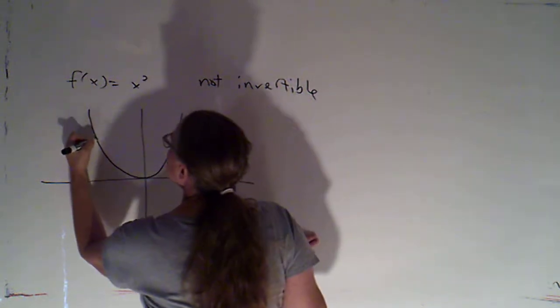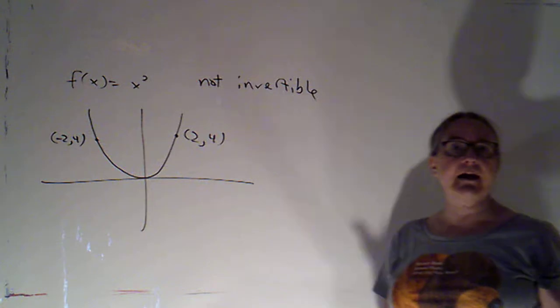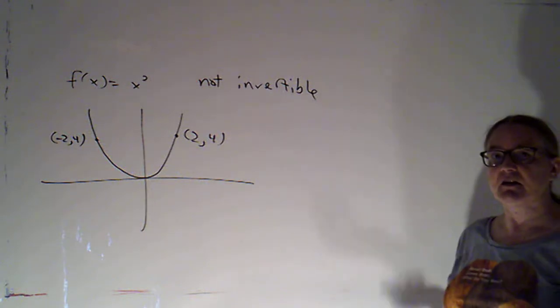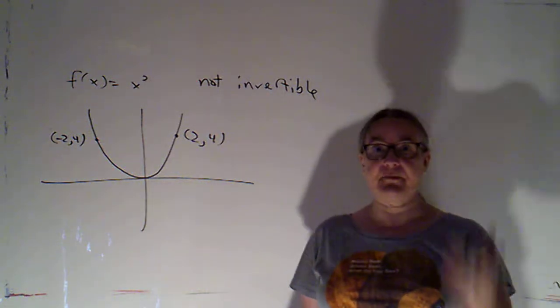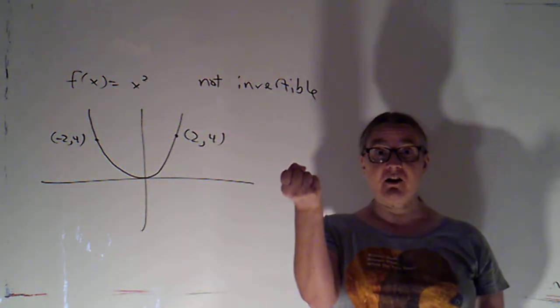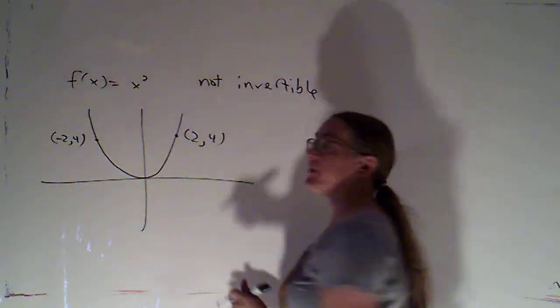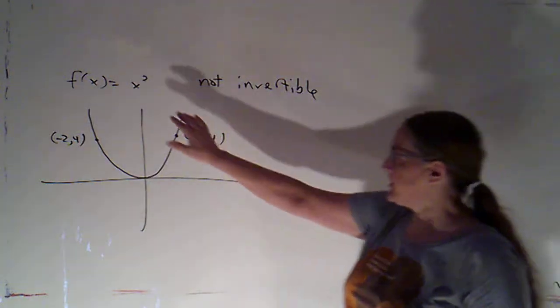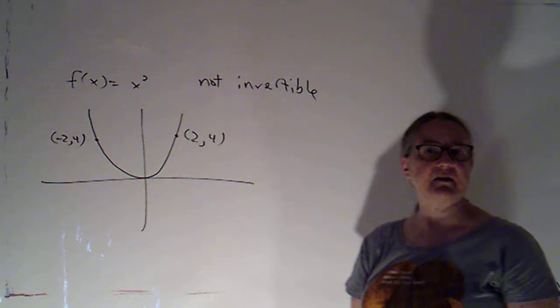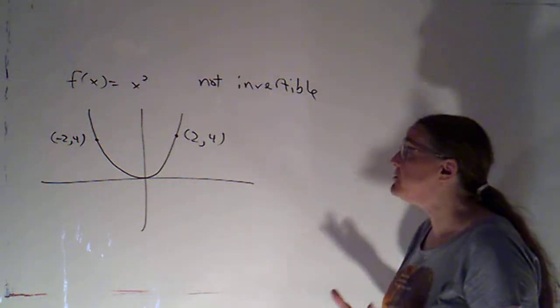illustrated by these 2 points here. 2 and negative 2 square to give me the same thing. So if you tell me, hey, I did something and I got 4, and what I did was square things, what did I start with? I don't know whether you started with 2 or with negative 2. And of course we saw if we switched the role of x and y and tried to solve uniquely for y, we weren't able to do that.